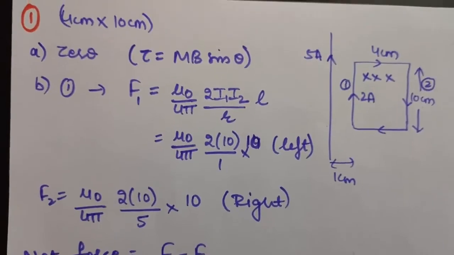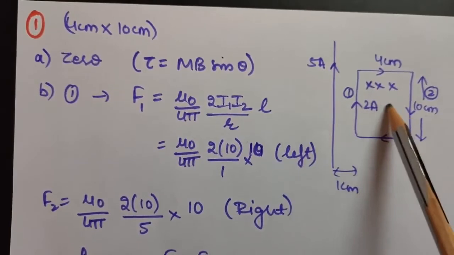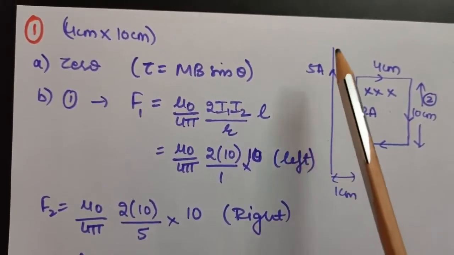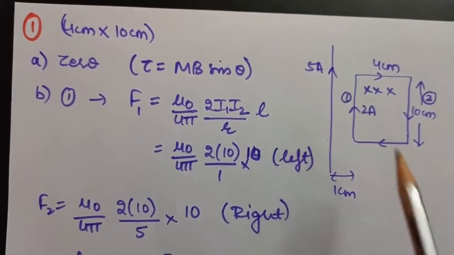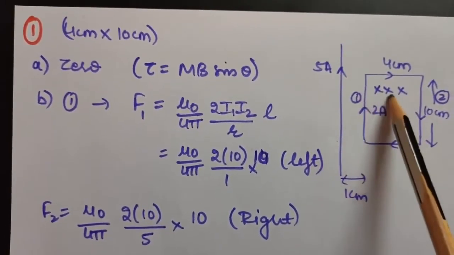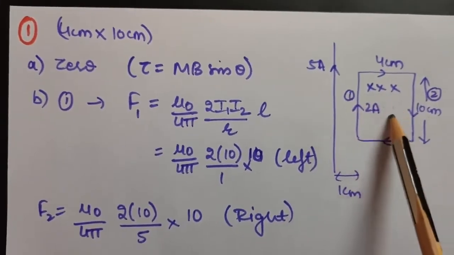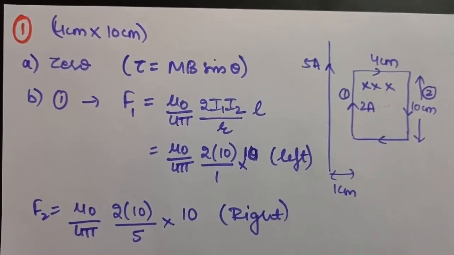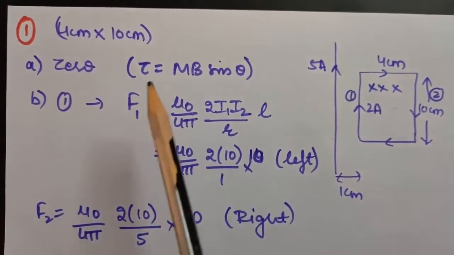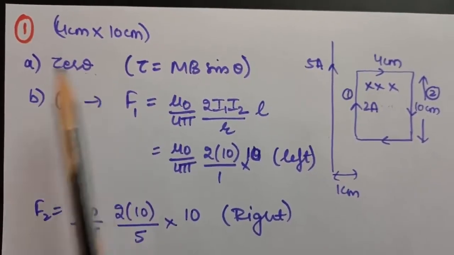So the torque is MB sin theta. Now due to this wire there will be a magnetic field on this loop. You can use your right hand thumb rule and easily tell that if the current is in upward direction, the magnetic field will be in downward direction. So on this loop a magnetic field is acting in downward direction, which I have shown by the cross. If you calculate the direction of the magnetic moment for this loop, that will also be in downward direction, right? That means the angle between M and B is 0 degrees. Therefore, the torque will be 0.